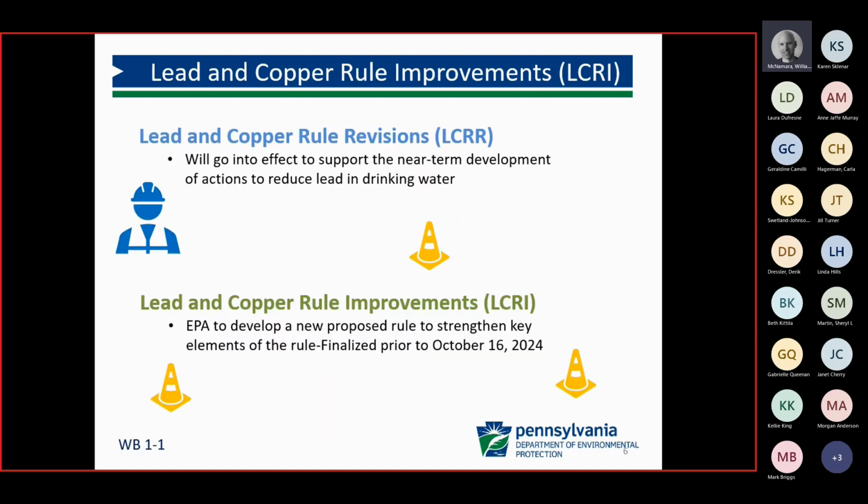But we're kind of in limbo right now. The lead and copper rule revisions came out, but then EPA is working on a new revision to that as well. So that's all this is kind of explaining to water operators that that's happening. But we're training on inventories because we know that that is the one piece that definitely is not going to change.